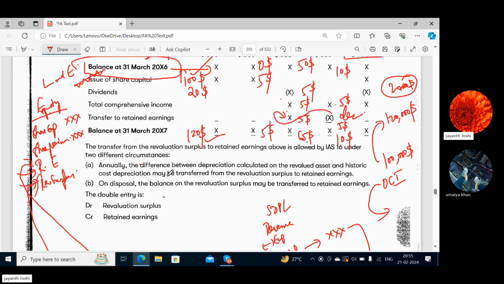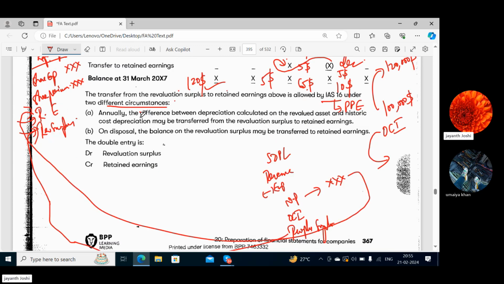The transfer from revaluation surplus to retained earnings above is allowed by International Accounting Standard 16, which deals with property, plant and equipment or tangible assets, under two different circumstances. When will you transfer the money from revaluation surplus to retained earnings? There are two circumstances of that happening. Annually, the difference between depreciation calculated on the revalued asset.